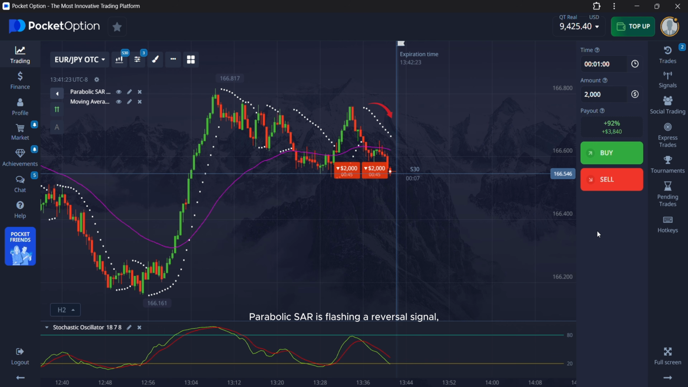Parabolic SAR is flashing a reversal signal, and Stochastic backs it up. The green line crosses below the red. Both are pointing down and heading straight toward the oversold zone. This combination gives a strong confirmation that the downtrend is continuing.